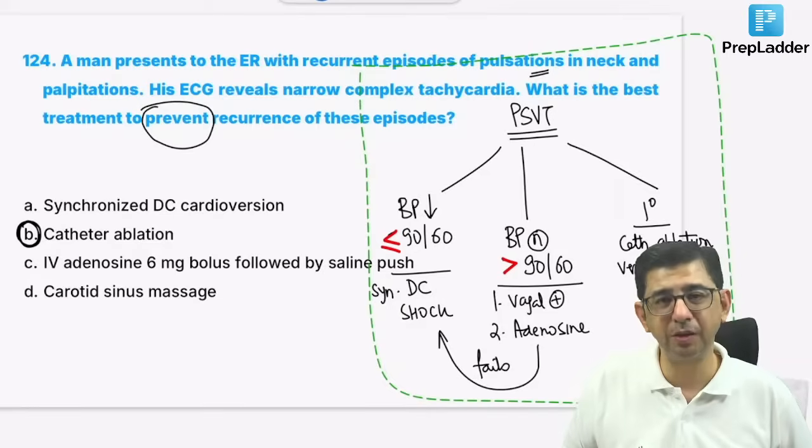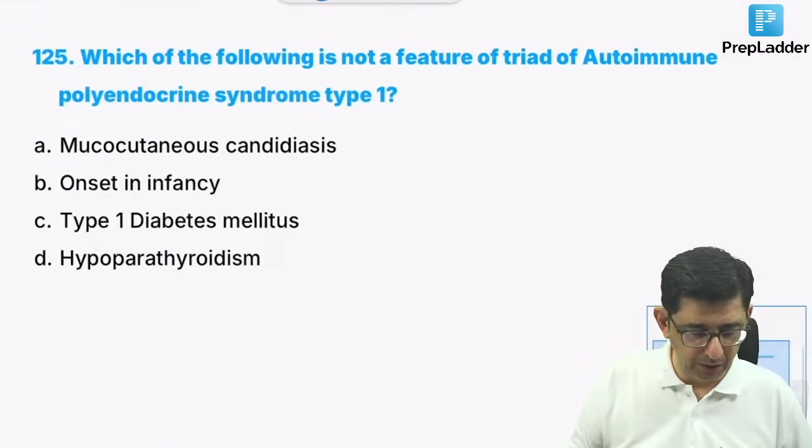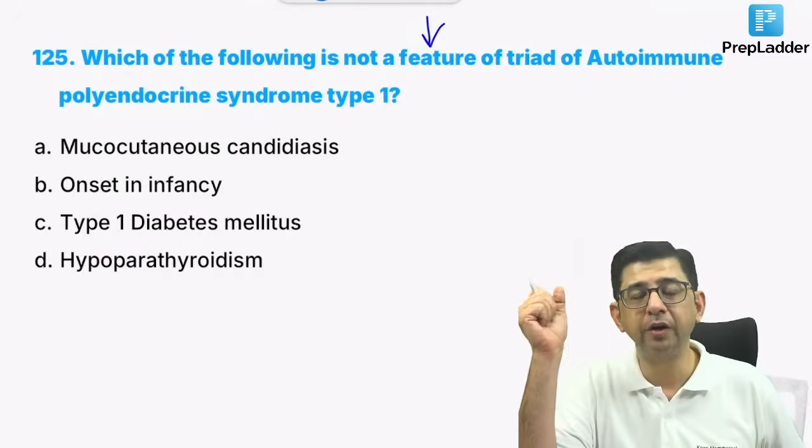Not given in asthmatics because it can trigger bronchospasm. Okay, moving ahead, which is not a feature or triad of autoimmune polyendocrine syndrome type 1.